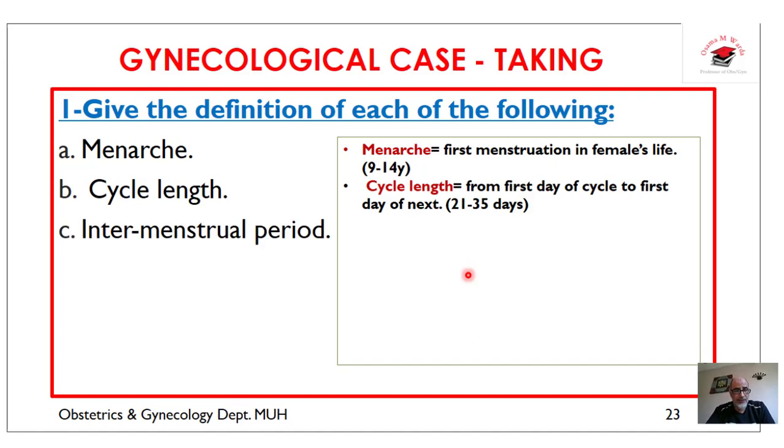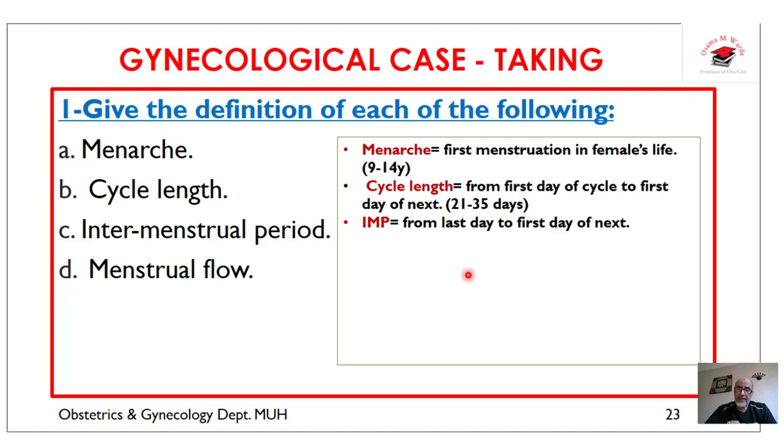Intermenstrual period is the period starting from the end of the menstrual flow to the first day of the next flow, and so it is a blood-free zone.